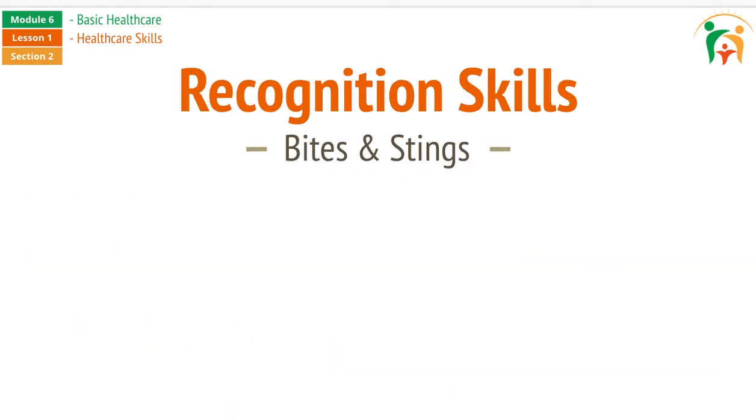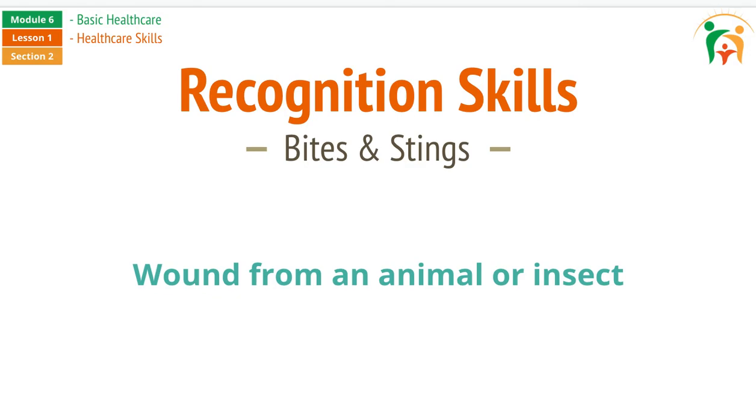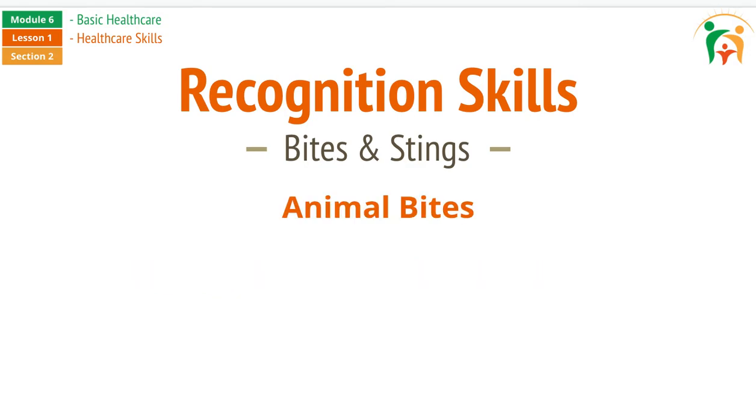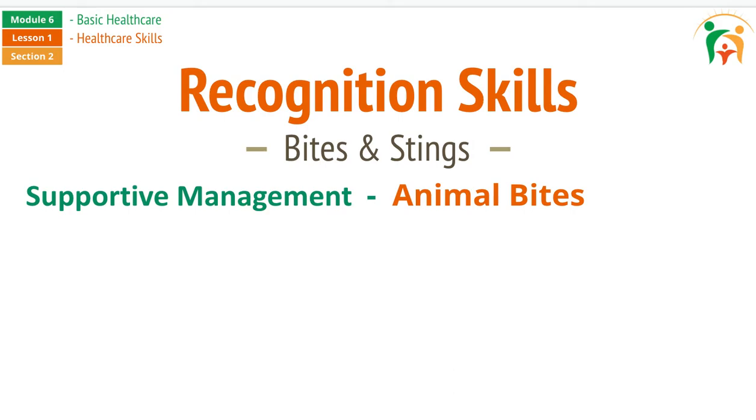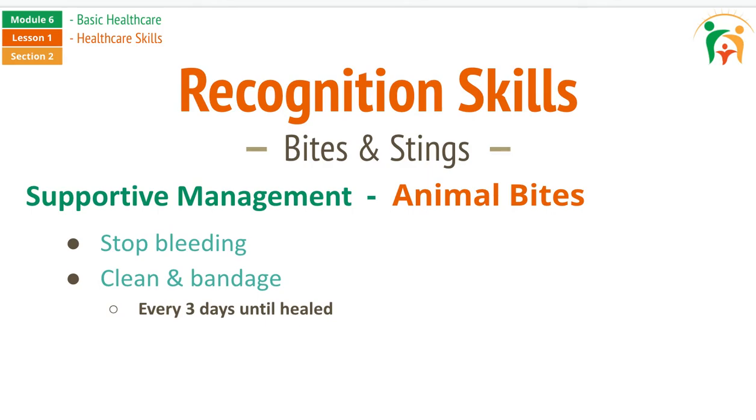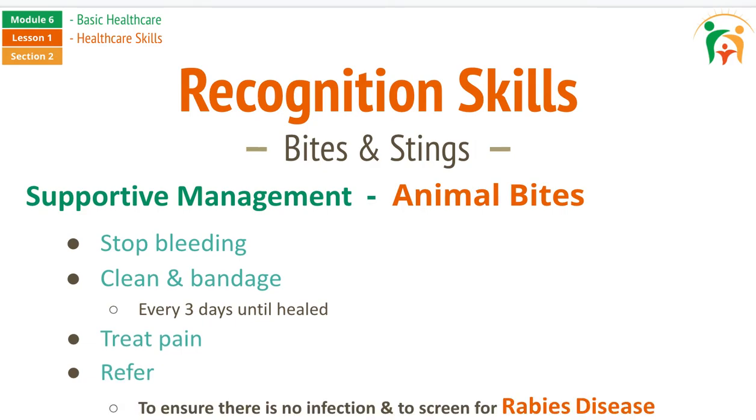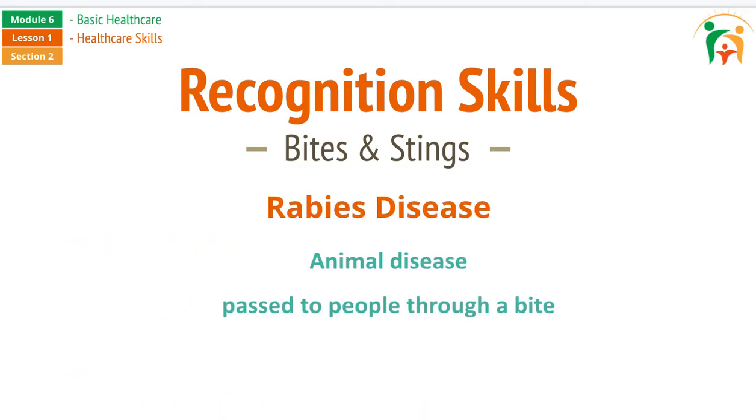Bites and stings: wounds from animals or insects. Animal bites. Supportive management of animal bites is to treat bites as dirty wounds. First of all, stop the bleeding, then clean and bandage every 3 days until healed. Treat pain, and refer to ensure there is no infection and to screen for rabies. Rabies is an animal disease passed to people through a bite, deadly if not treated.